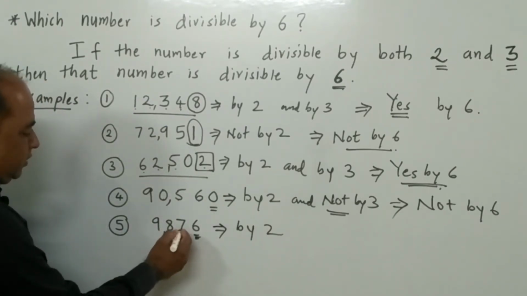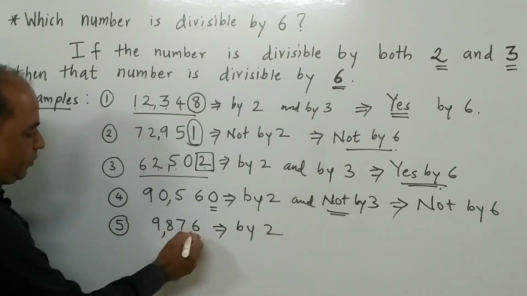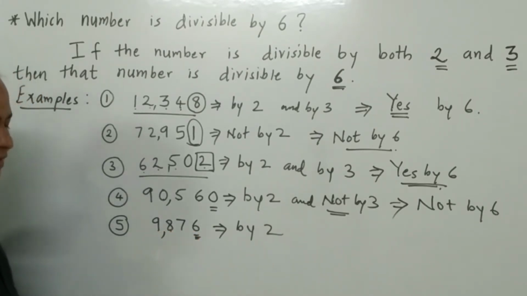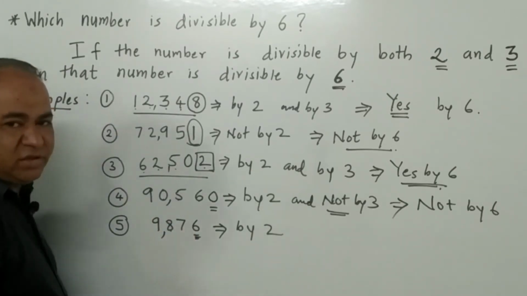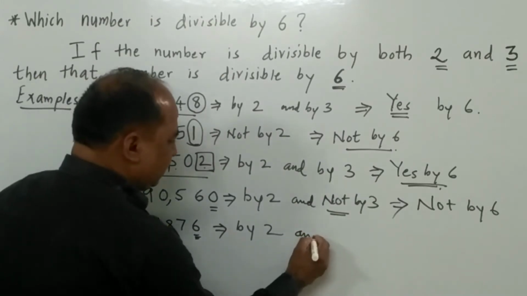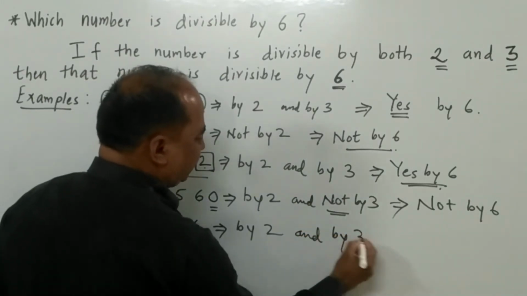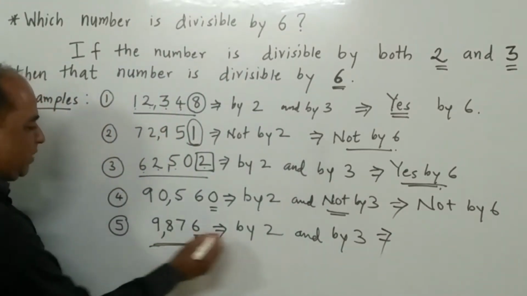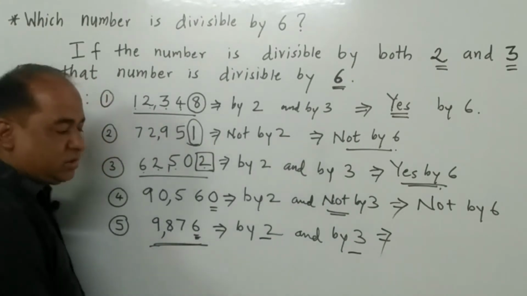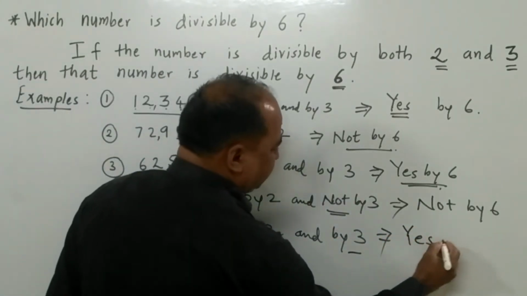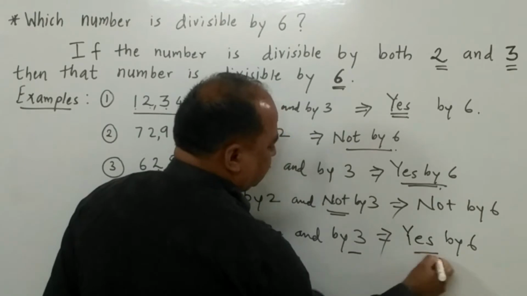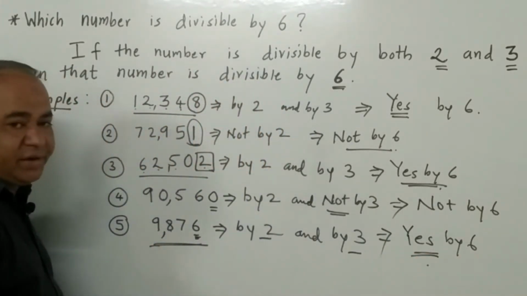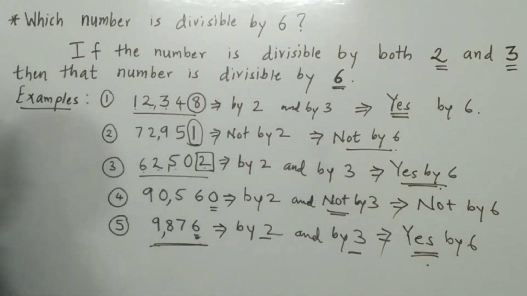Now, the sum of the digits: 9 plus 8 is 17, 17 plus 7 is 24, 24 plus 6 is 30. So 30 is a multiple of 3, so it is divisible by 3. Therefore, this number is divisible by both 2 as well as 3. Therefore, it is divisible by 6. So this number 9876 is divisible by 6. This was the test of divisibility of 6.